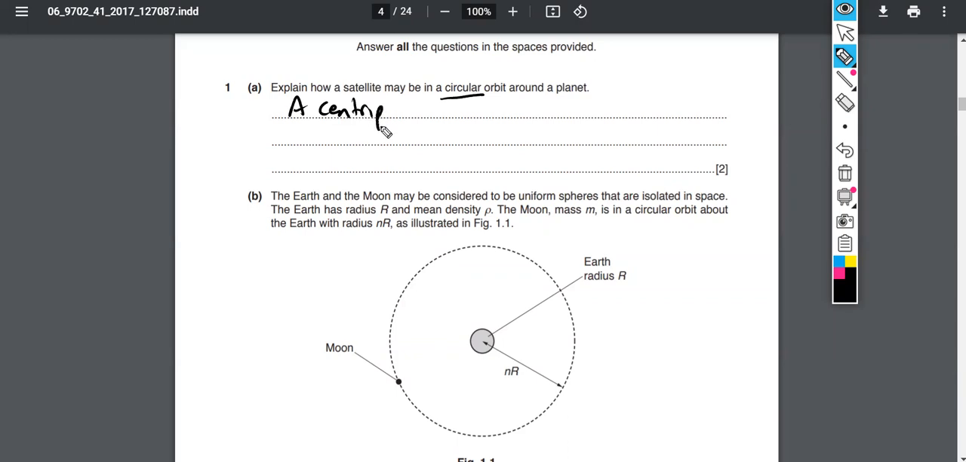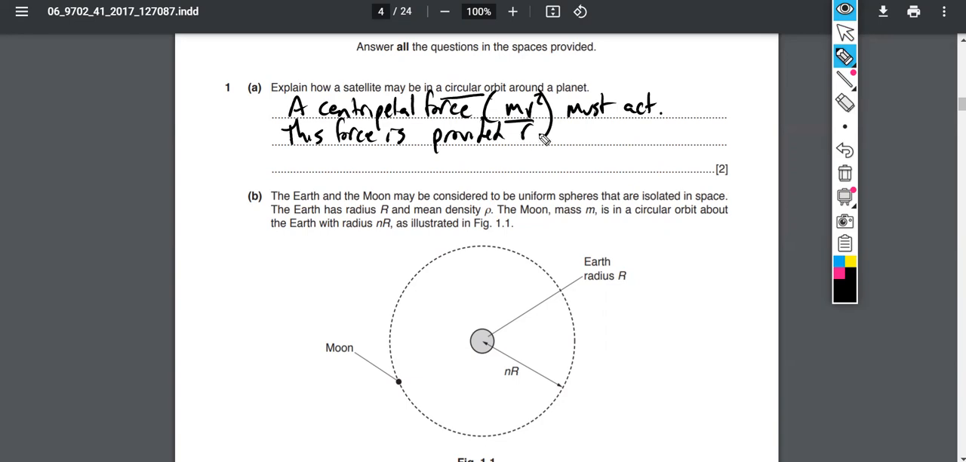A centripetal force, which in general is mv squared over r. Centripetal force must act. Okay. This force is provided by gravity. You can clean that up a little bit on your own paper. This force is provided by gravity, and the equation for the force of gravity is G m m over r squared.